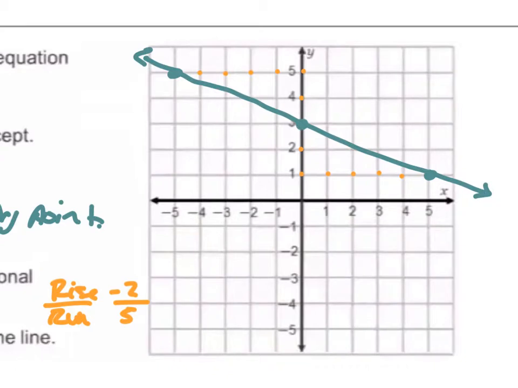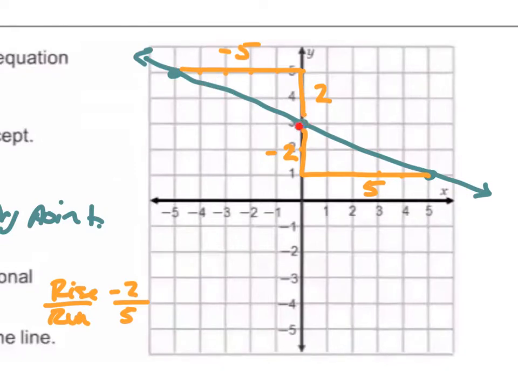But notice that your change in y is negative 2, your change in x is 5. If you look at it the other way, you went up 2 and then you went to the left, negative 5, okay? In either case, you just need to know that the line is going to go this way because it's a negative slope, and that's just what we're looking at.